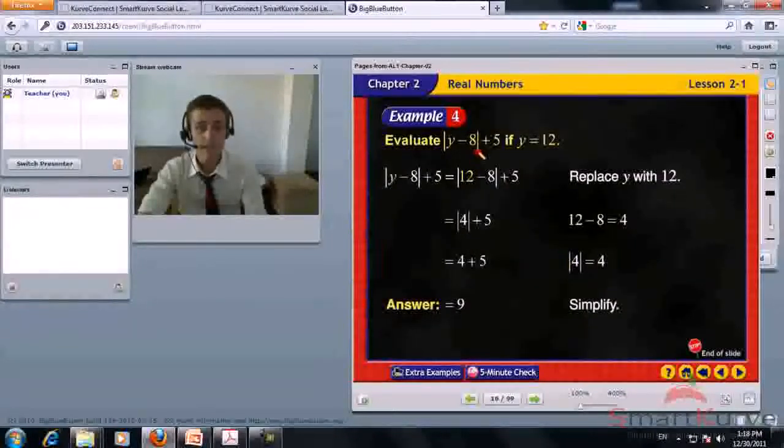Evaluate the absolute value of y minus 8, plus 5, if y equals 12. So we substitute y for 12. That equals the absolute value of 12 minus 8, plus 5. 12 minus 8 is 4. So we have the absolute value of 4, plus 5. The absolute value of positive 4 is positive 4. It stays the same. So we know that 4 plus 5 is 9.